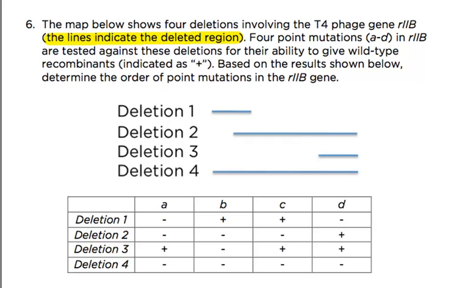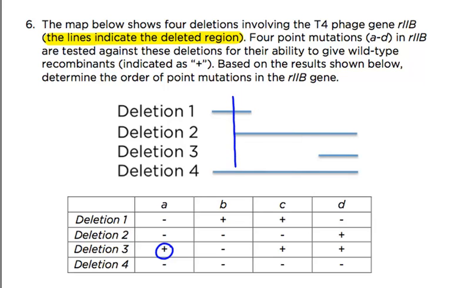So when you're crossing a point mutation against the deletion, you're looking for recombination to give wild type. So when you see a plus, that means that mutant must be in the area that isn't deleted, because obviously you can't recombine with a deleted portion. So let's go through. Mutation A only recombines with deletion 3, which means that it must be in an area of deletion 3 that wasn't deleted, but in an area that the other 3 were deleted. So what area has deletion portions in 1, 2, and 4, but not 3?